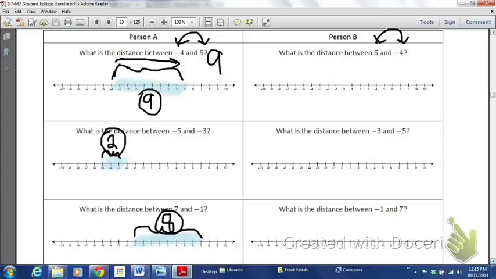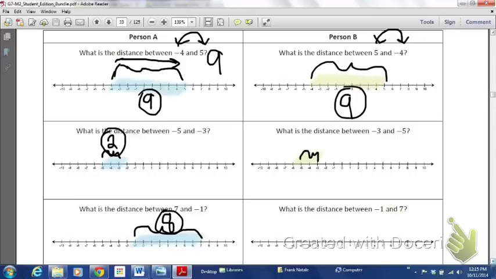Let's see. So we start from 5, go down to -4, and then we count in between, and we have 1, 2, 3, 4, 5, 6, 7, 8, 9. Okay, so again, another 9 units in between, and now you could probably just make a pretty good guess that swapping or flipping these two numbers, -3 and -5, isn't going to do much different than we saw up above. And you would be right.